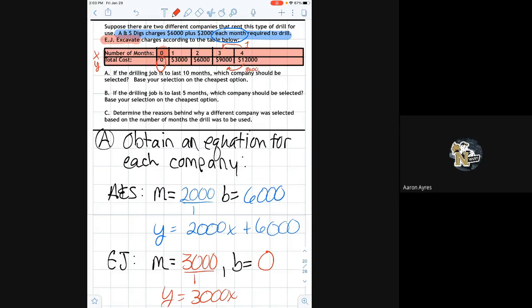Excellent. Let's start doing some analysis here. Let's say that I need to hire a drilling company, and they both tell me it's going to take 10 months to do my drilling job. Which company should I select to do the job if I'm looking for the cheaper option? How can I figure this out? What's your strategy?